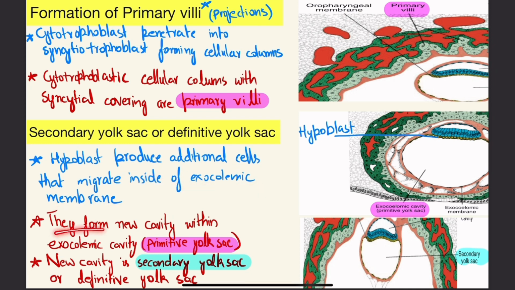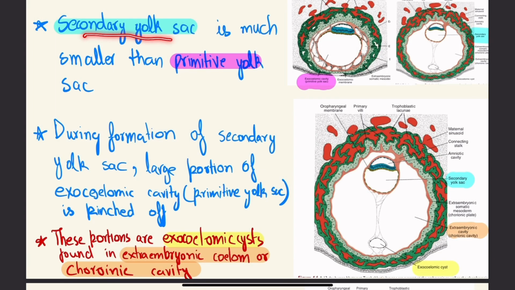Secondary yolk sac or definitive yolk sac: hypoblast cells produce additional cells that migrate inside the exocoelomic membrane. They form a new cavity within the exocoelomic cavity or primitive yolk sac cavity. The new cavity is the secondary yolk sac cavity or definitive yolk sac. Here is the exocoelomic cavity or primitive yolk sac. So the cells from the hypoblast migrate into the exocoelomic cavity and form the secondary yolk sac. The secondary yolk sac is much smaller than the primitive yolk sac. Here you can see the size of the primitive yolk sac, and the secondary yolk sac is much smaller.